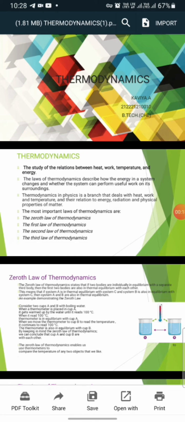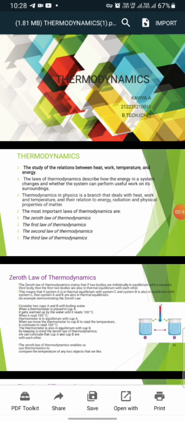Zeroth law of thermodynamics. The zeroth law of thermodynamics states that if two bodies are individually in equilibrium with a separate third body, then the first two bodies are also in thermal equilibrium with each other. This means that if system A is in thermal equilibrium with system C and system B is also in equilibrium with system C, then system A and B are also in thermal equilibrium.